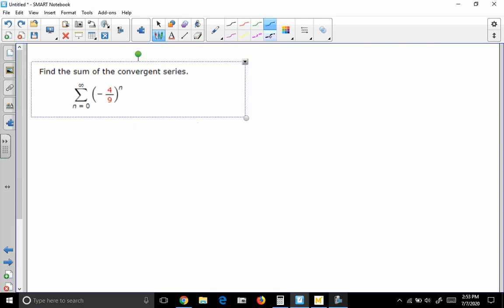Then we're asked to find the sum of this convergent series. This particular one is a geometric series. There are several in this section that are geometric series. And the way a geometric series is constructed is that to get from one term to the next, we're multiplying by the same ratio each time.